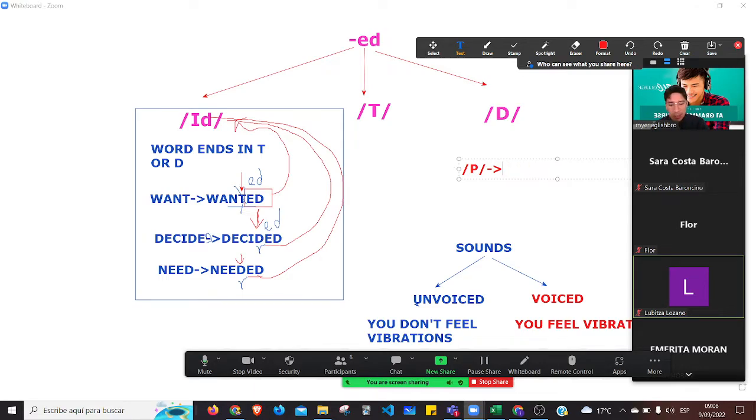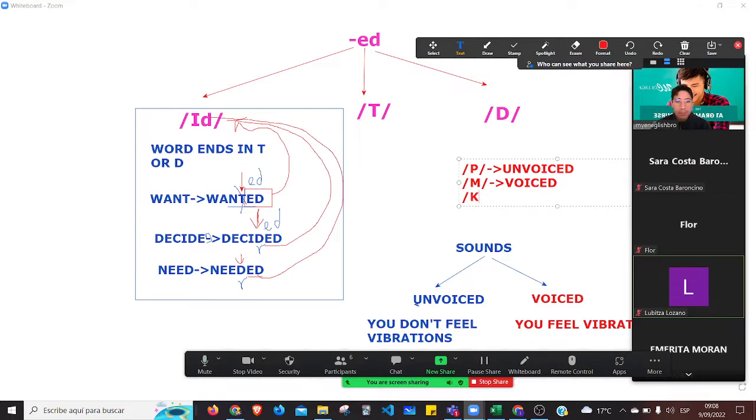Air. So this is unvoiced. What about the M? The M. If you put your hands here, you say M, M, M. You feel a vibration. So this is voiced.